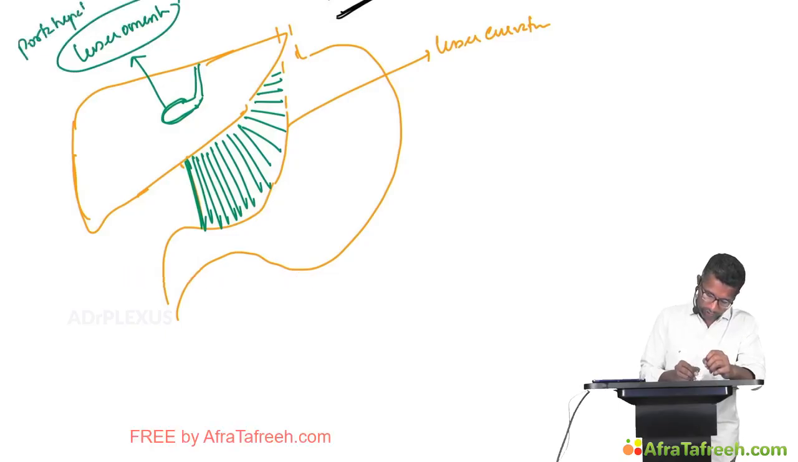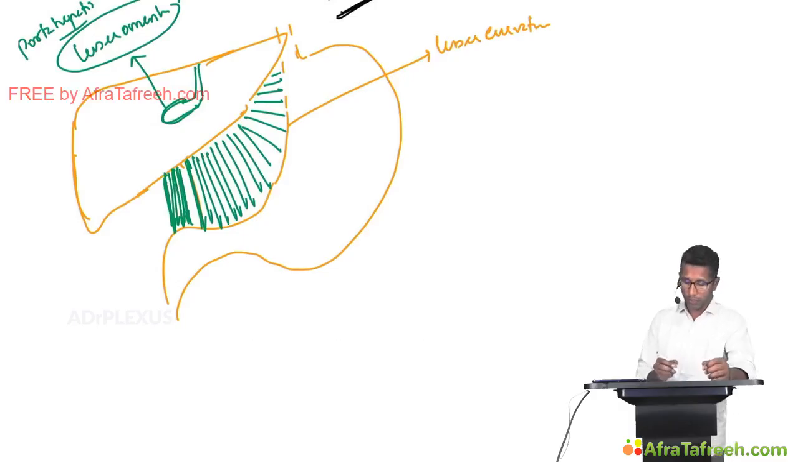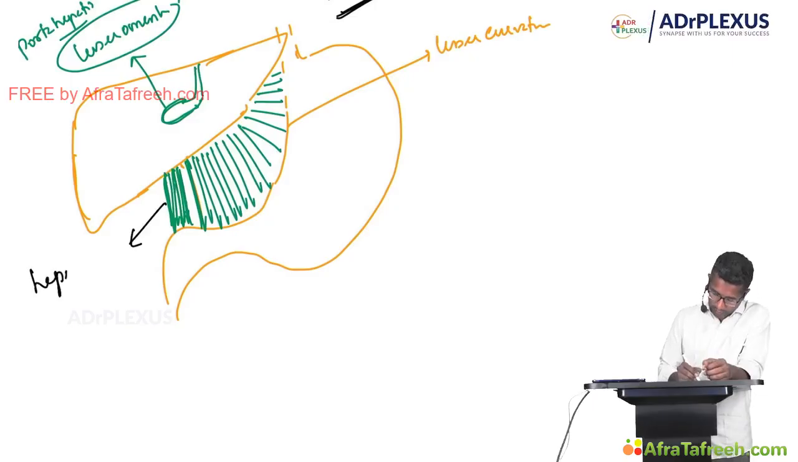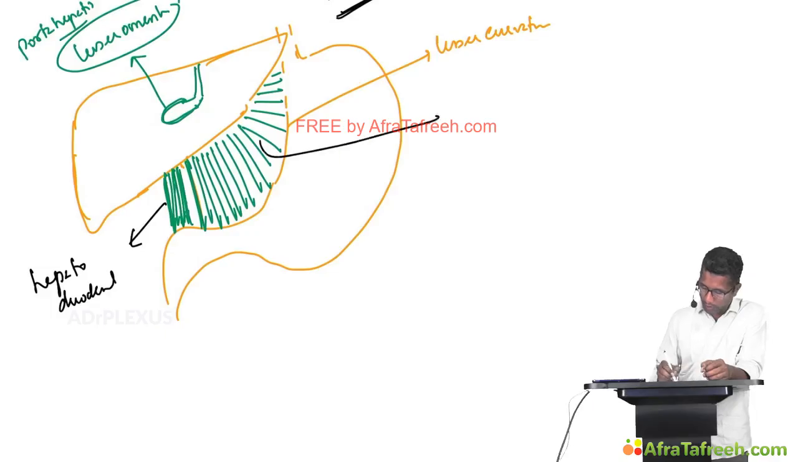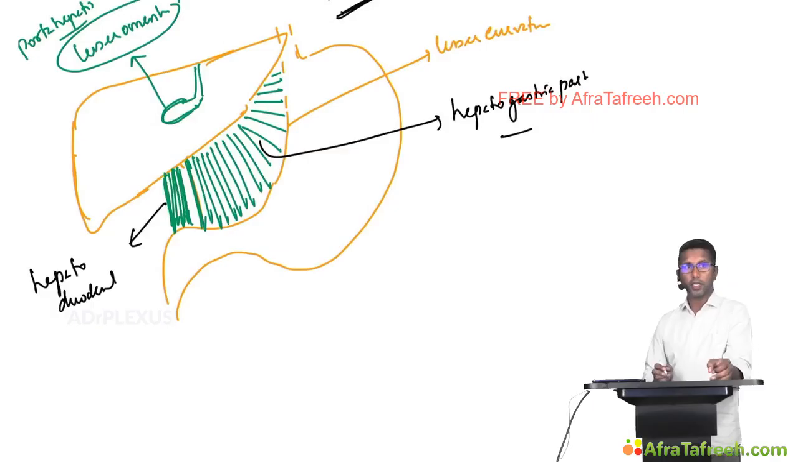Yesterday we discussed that the lesser omentum has two parts. One part which is related to the first part of the duodenum is called the hepatoduodenal part, and this part what you see here is called the hepatogastric part. So there are two portions of the lesser omentum.